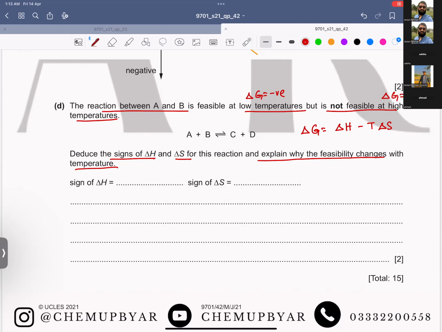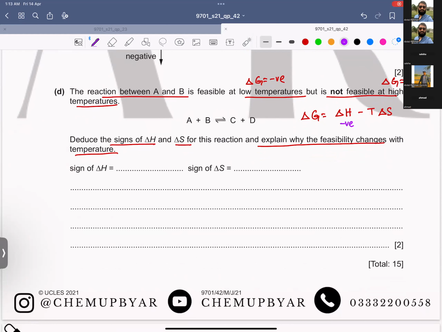If I assume, because I have to assume and then identify what would be the case, that delta H is negative and entropy is also negative. So what would happen if the temperature is lower? Then this value T delta S is smaller than delta H. If the temperature is lower, then this value is actually smaller than delta H, right? Are you getting this point?